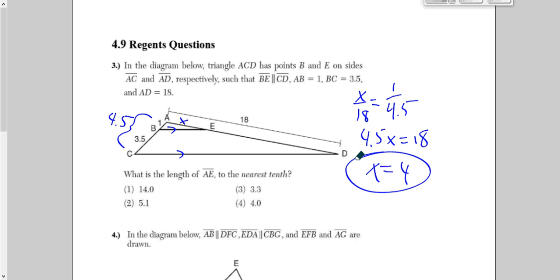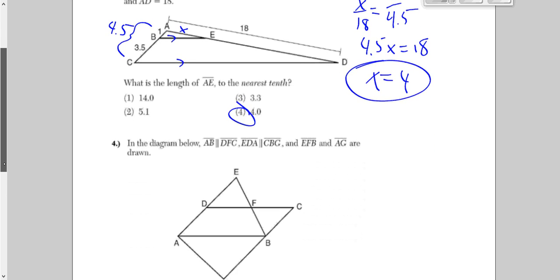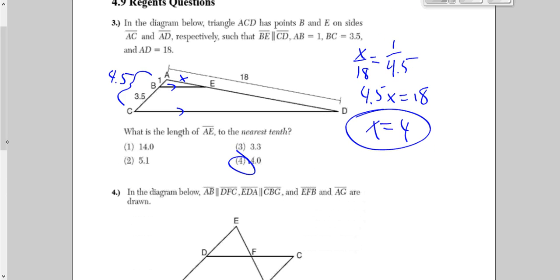I think I did that. Did I do it different? Yeah, I did it a little bit different. I switched them both around. Just tell me what you had. I had X on the top of the other side. I had x over 1, equals 18 over 4.5.